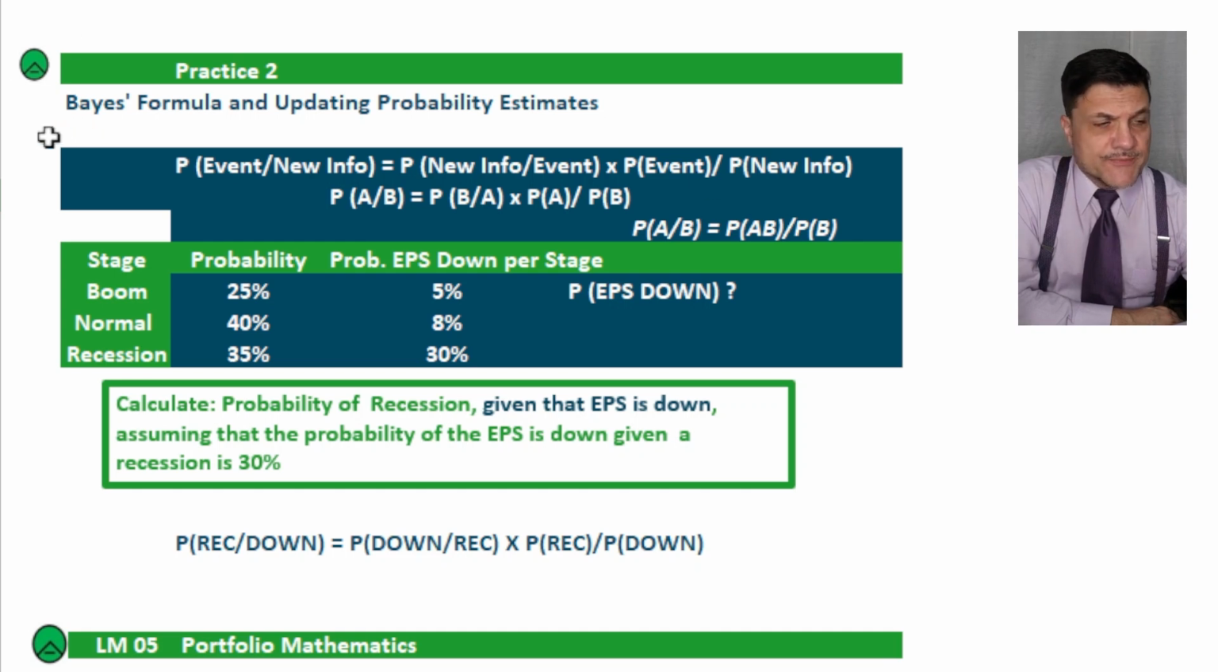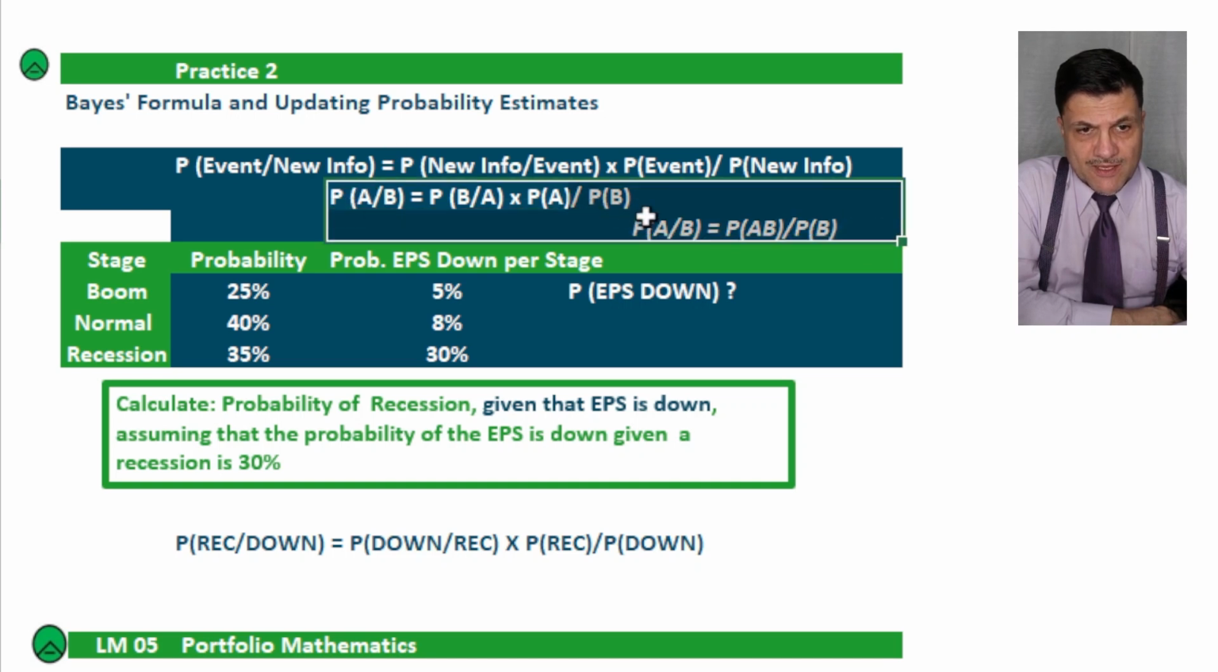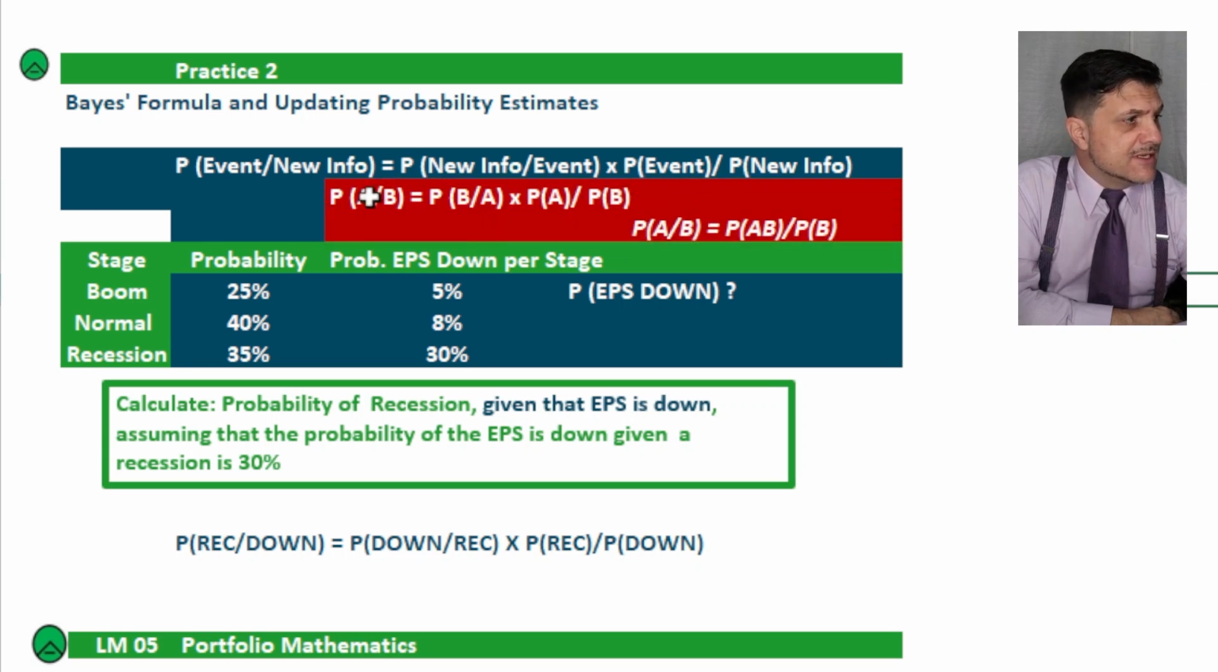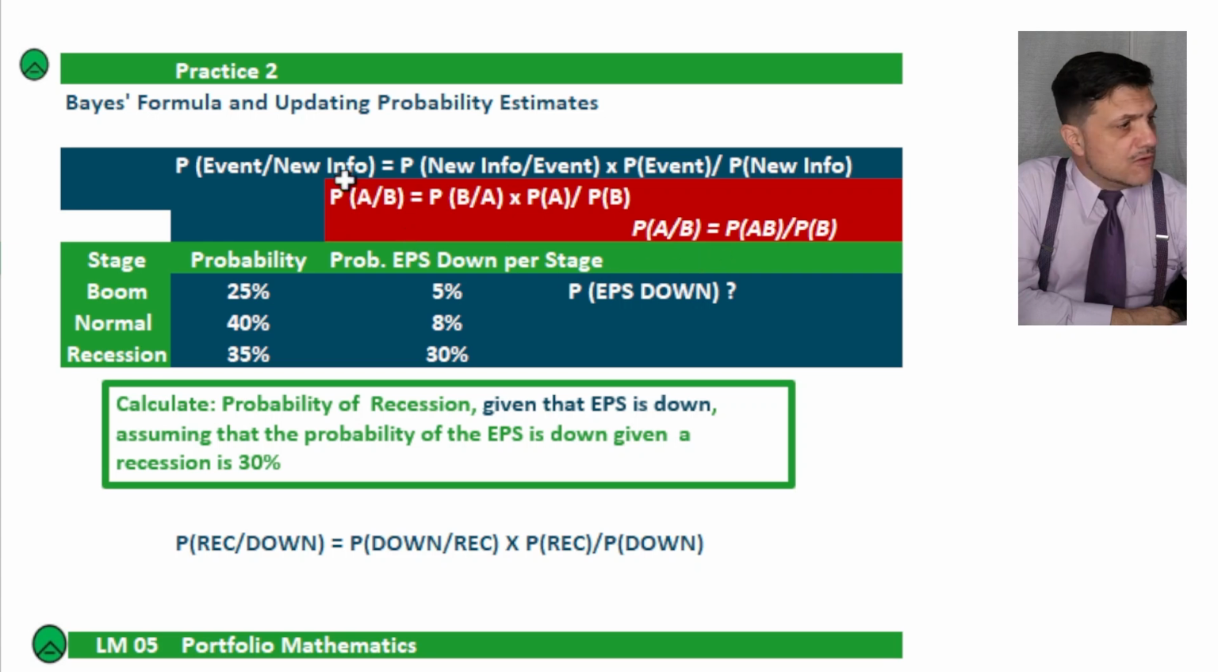So take a look. First of all, let me show you here the conditional probability formula and the Bayes formula. I'm going to highlight that in red so you can see both at the same time. Just focus on those formulas. The first one is the Bayes formula. The second one is the conditional probability. Try to see the similarities and the differences. They're both asking you to calculate a conditional probability.